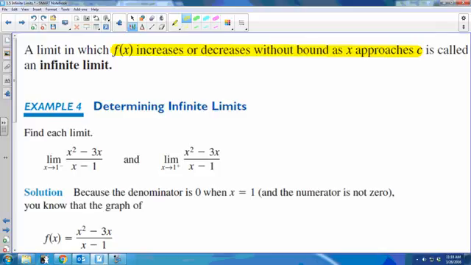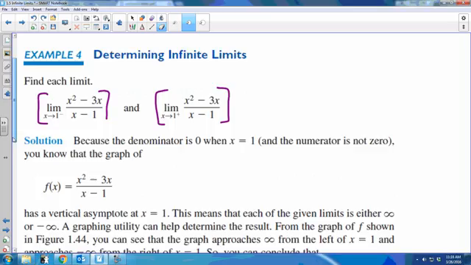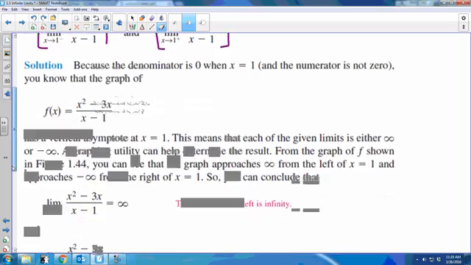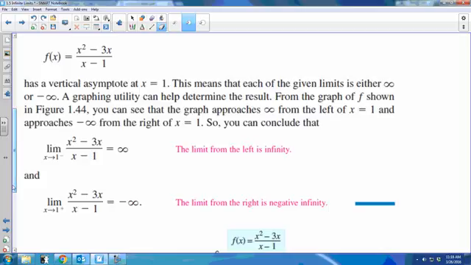So here's an example, already worked out for us. It says find each limit: the limit as x approaches 1 from the left of this function, and the limit as x approaches 1 from the right of this function. If you put 1 into the denominator, you're going to get 0, and we can't divide by 0. We also can't simplify this at all, so we have two non-removable discontinuities and two vertical asymptotes. We can't tell what's happening unless we look at a graph.